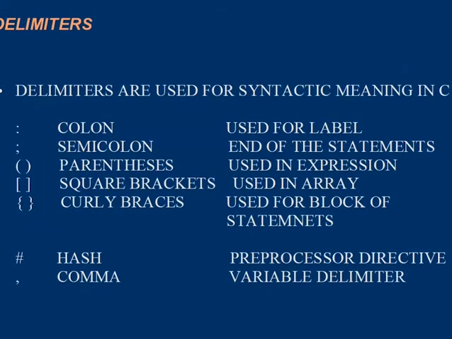Now delimiters. In C programming we use many delimiters and you must be clear with their meaning. Like colon, you can see the symbol, its name is colon and it is used for label. Like semicolon, you can have a look at the symbol and it is used as the end of the statement. Parenthesis is used in an expression, you can have a look at the symbol also. Square brackets, you can have a look at the symbol and it is used in arrays. Array is another topic in C language which is very important, which we are going to discuss in upcoming videos.